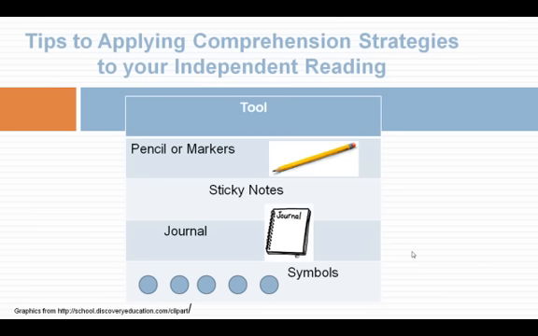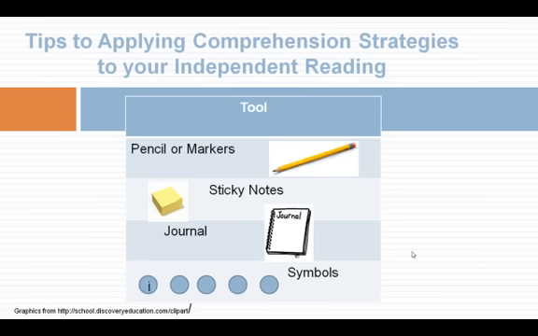If the book does not belong to us, if it's your teacher's or friend's or it belongs to the library, it's important to use sticky notes. Sticky notes we can write our prediction on using our symbol, and then we can stick them right into the book where we had that. If we make a prediction, we would use our symbol, the P with a circle around it, write what our prediction is, and stick it right in the book where we made that prediction.